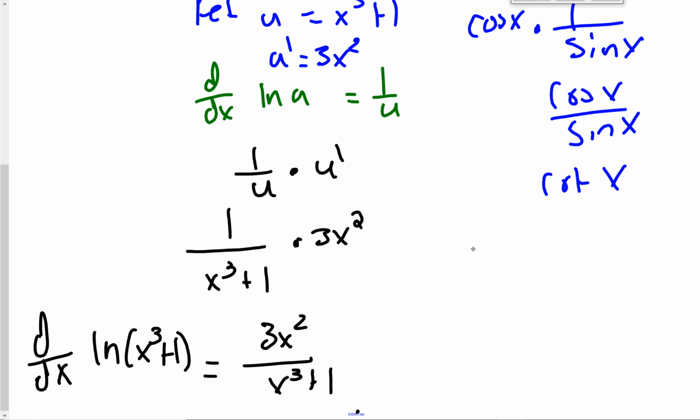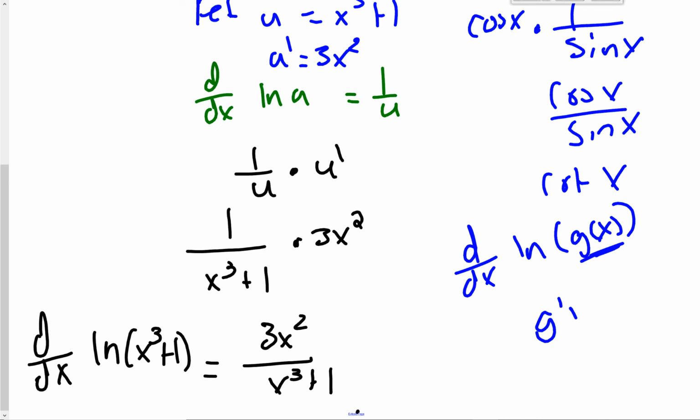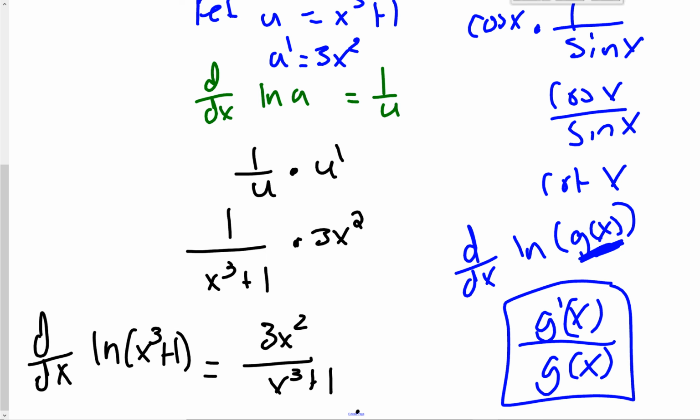So here's the basic thing. Anytime you want to take the derivative of ln of another function, when you have something other than x in here, it's basically just the derivative of that inside over that inside. So it looks like that. That's the derivative of anything you're taking the natural log of.